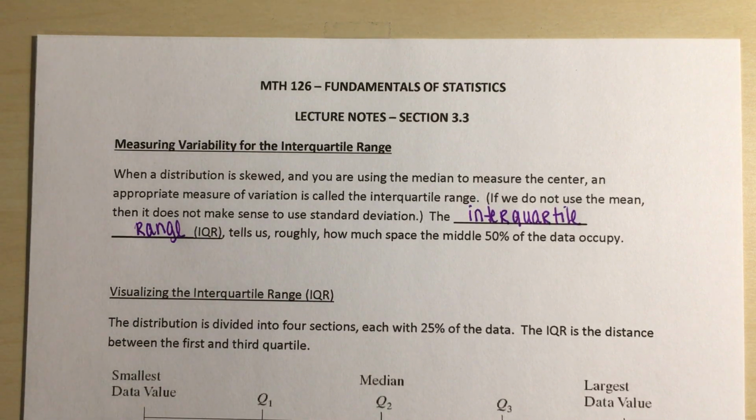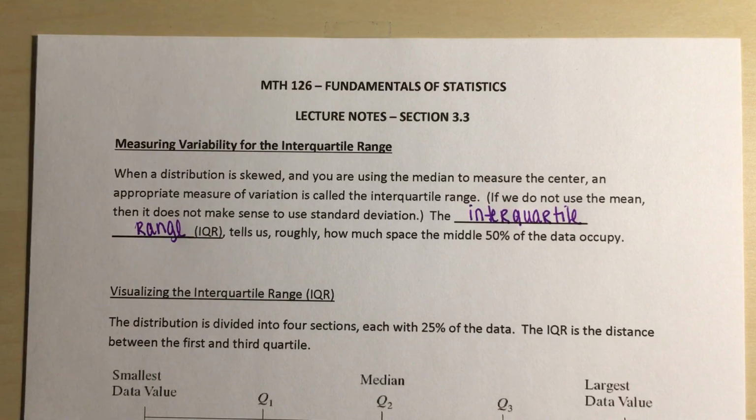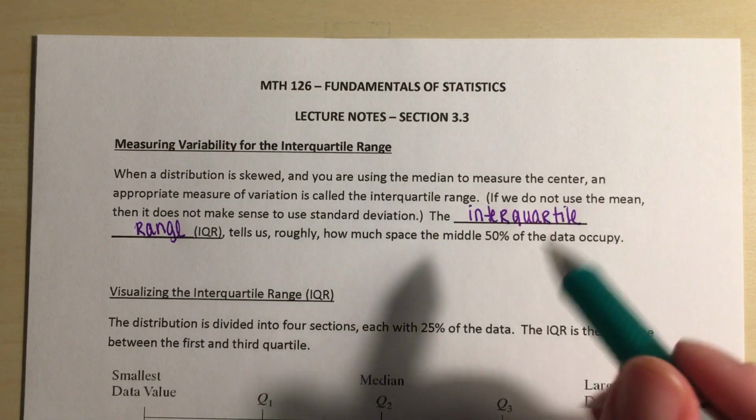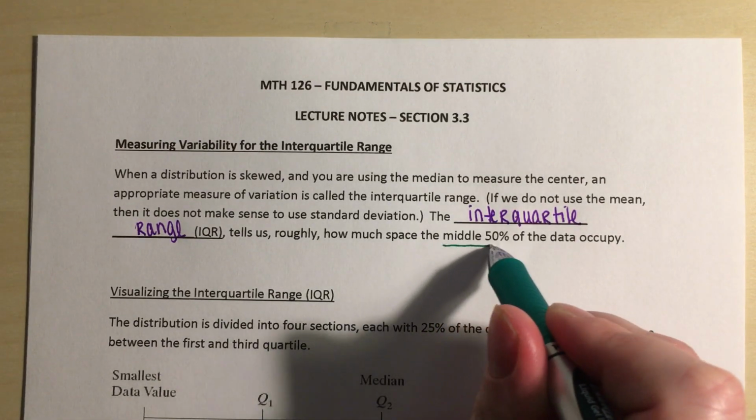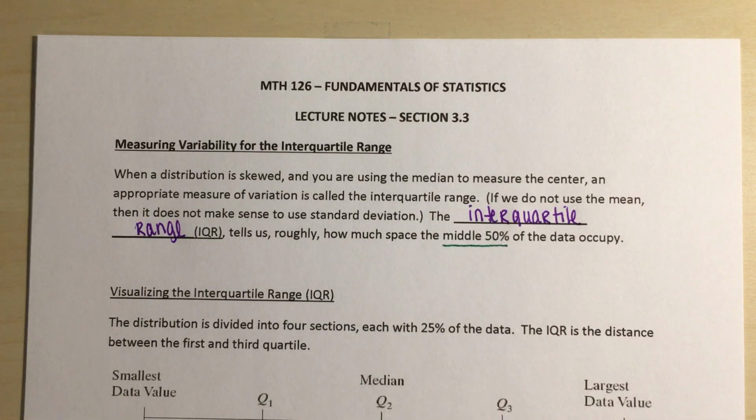What our interquartile range does is it tells us roughly how much of the space the middle 50% of the data occupy. Unlike the standard deviation, where we were talking about 68%, or most of the data, within one standard deviation of the mean, we're talking about the middle 50%. So that's what we mean by our interquartile range.